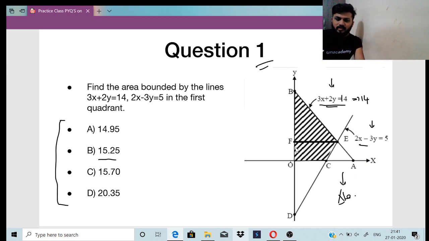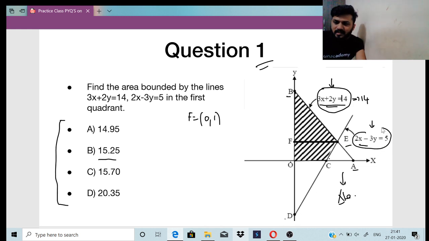Take F as (0, 1). The line 3x plus 2y equals 14 is bounded by which three points? B, E and A. A, E, B are bounded by the line 3x plus 2y equals 14, and similarly E, C, D are bounded by the line 2x minus 3y equals 5.